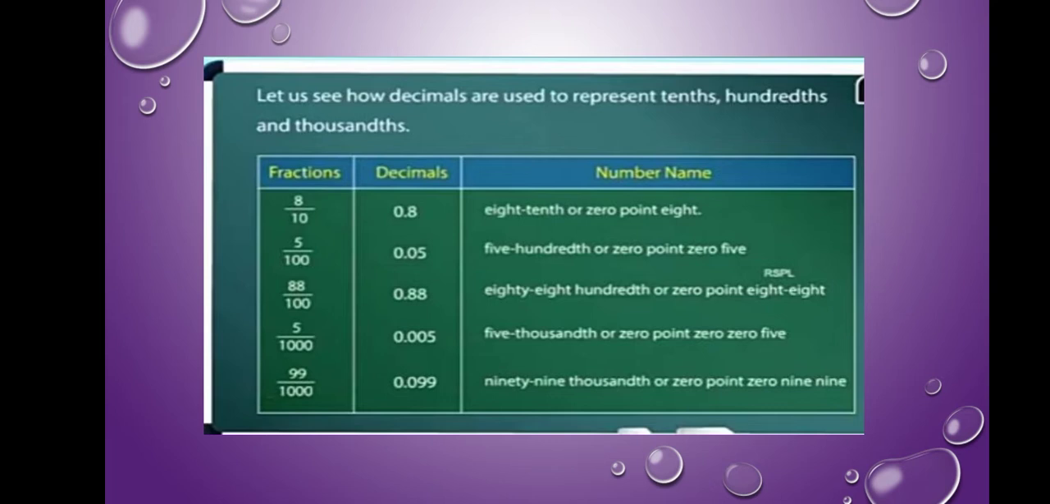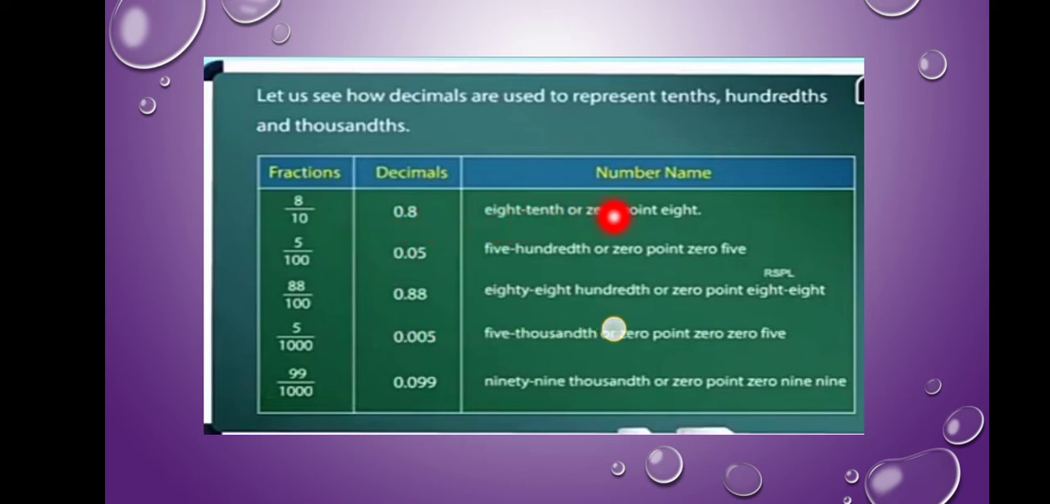Let us now see how decimals are used to represent tenths, hundredths, thousandths, etc. Here we have a fraction 8 by 10. 8 is the numerator and 10 is the denominator. So 8 by 10 means 8 out of 10 and that is written as 0.8. As 10 has only one zero in the denominator, it will be 0.8 and it is read as 8/10th or 0.8.